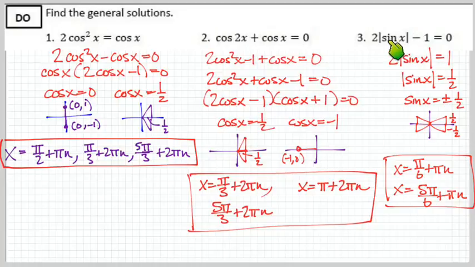In this case here, we had absolute value, so whenever we get rid of the absolute value, we put this plus or minus sign here. So then we get a couple solutions that can be expressed like this.